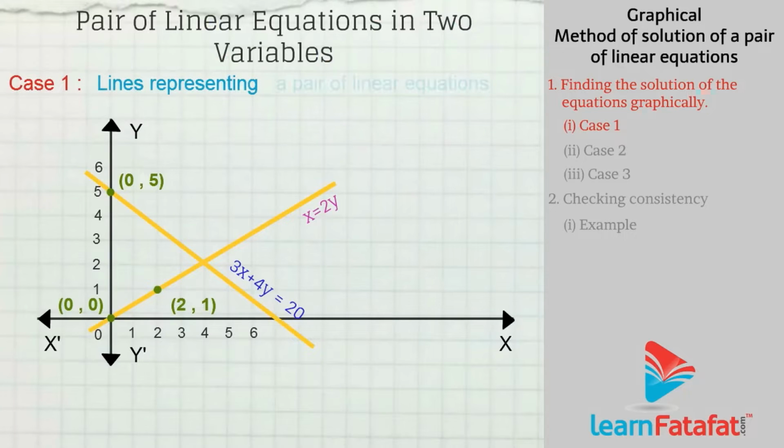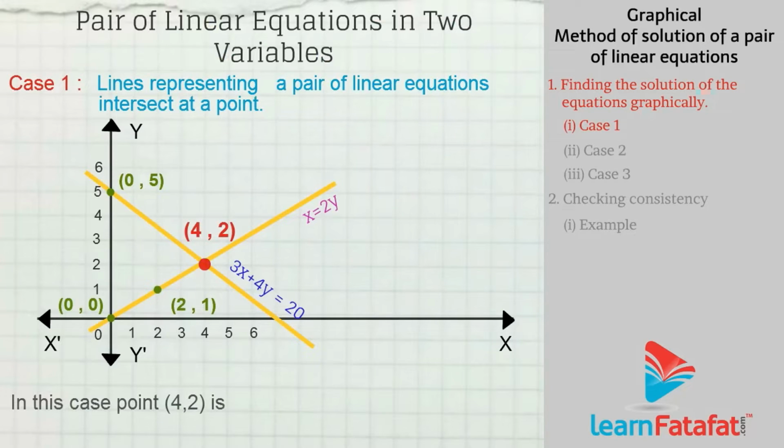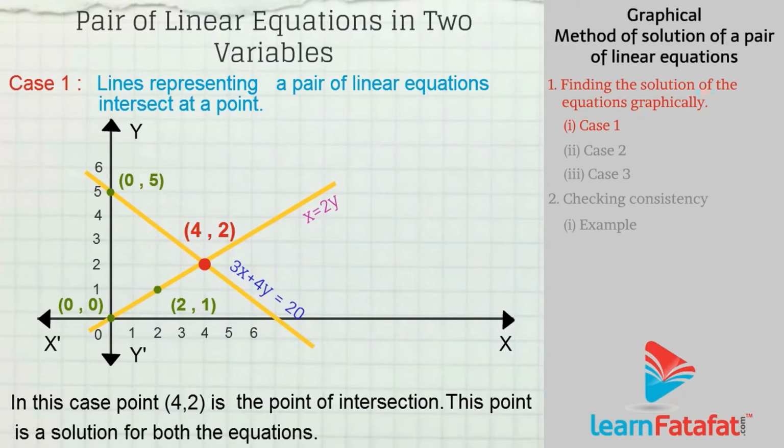Case 1. Lines representing a pair of linear equations intersect at a point. In this case, the point (4, 2) is the point of intersection. It is a solution for both the equations.